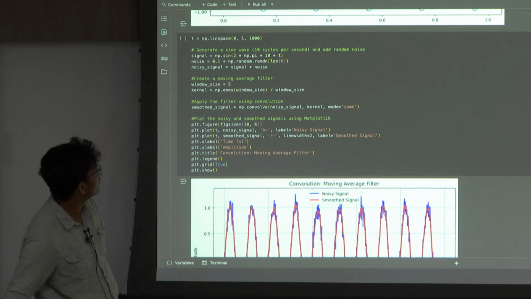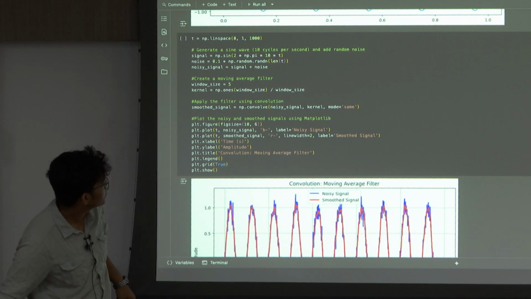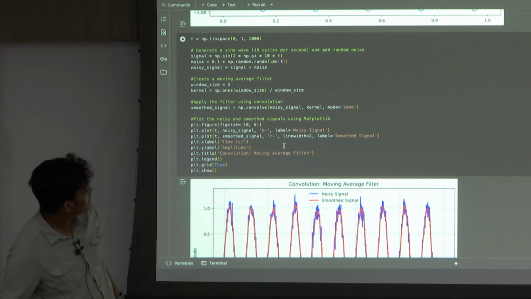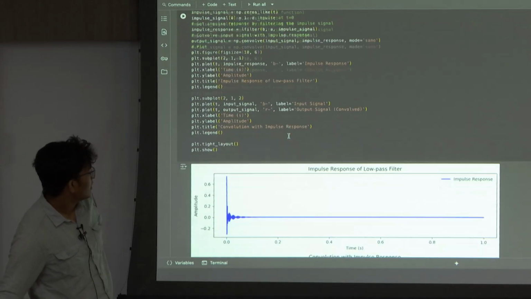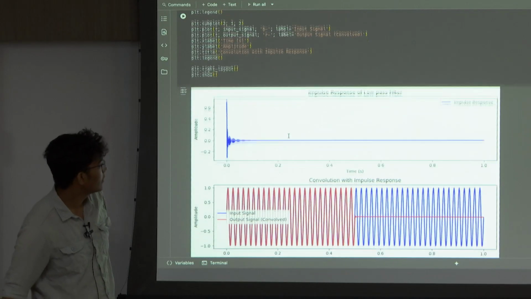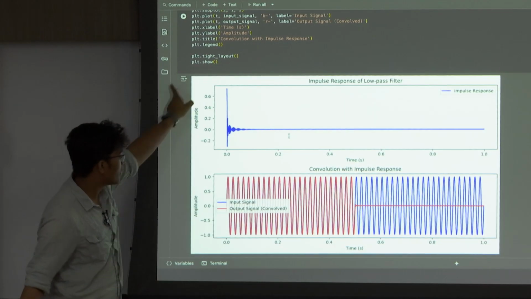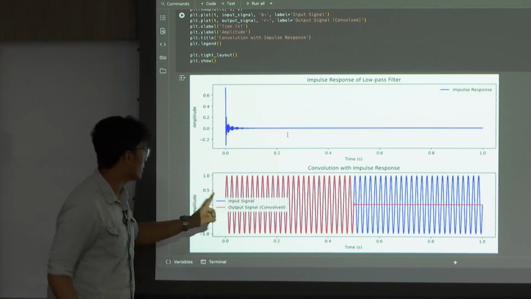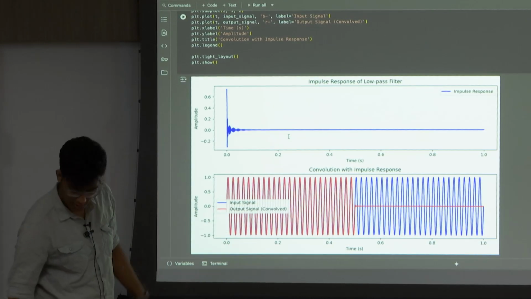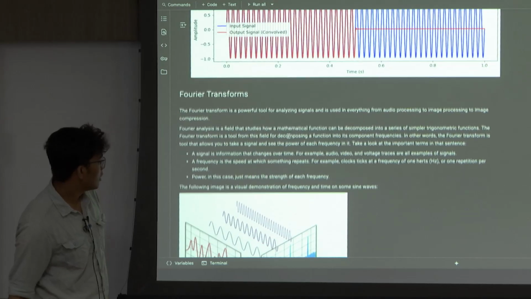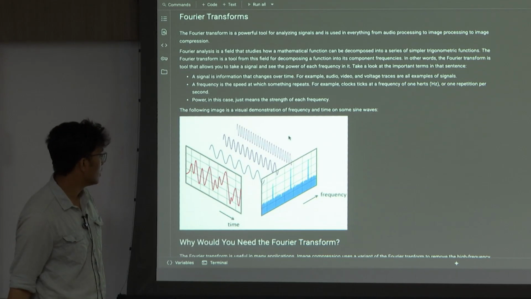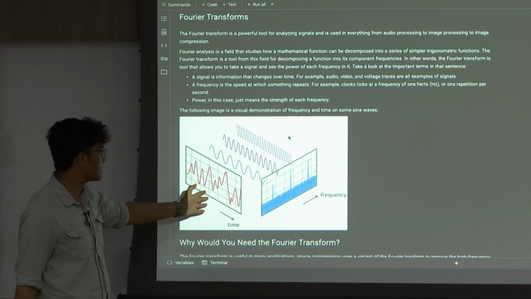With a window size of 5, right? Again, we take the impulse response. If you are doing convolution, sampling wise, we are getting this convolved signal, right? Talking about Fourier transforms, this only was discussed yesterday.